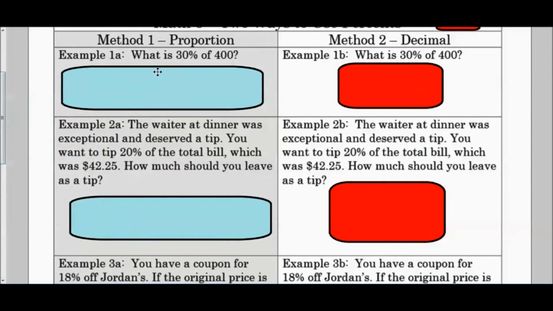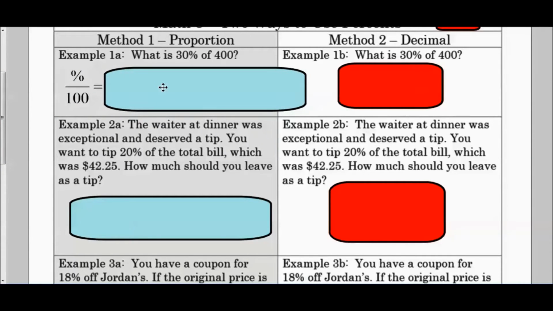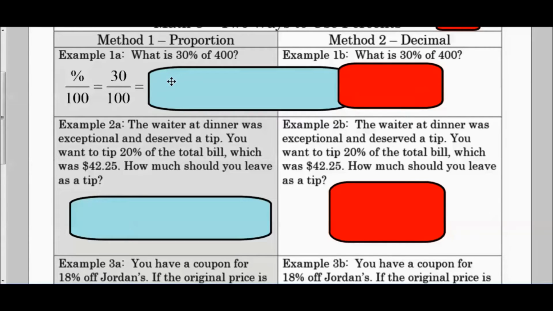Alright, so in method 1, we're setting up a proportion. Anytime we're given a percent, we always want to put the percent over 100. That is the easiest way to start these problems. When you're given a percent, you can always start the proportion using that. So basically what that's saying is that we're going to put the percent as a whole number, 30, divided by 100. This is part of our proportion. We need the other half. That part is x over 400.